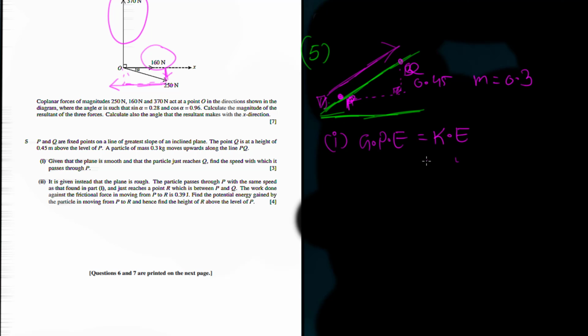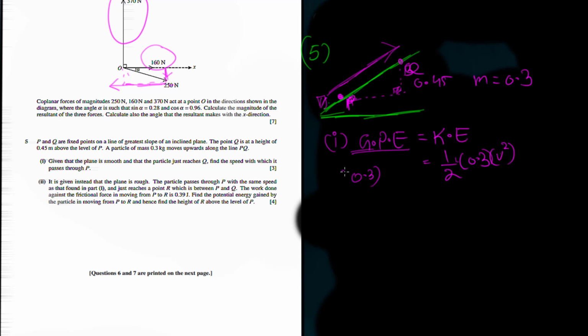Now obviously, if you were to write down an equation for kinetic energy, it is 1/2 m v², where m is 0.3, given in the question. Obviously we don't have the velocity, which is something you have to find out. However, we can write a complete equation on the left hand side. Gravitational potential energy is mass times gravity times height.